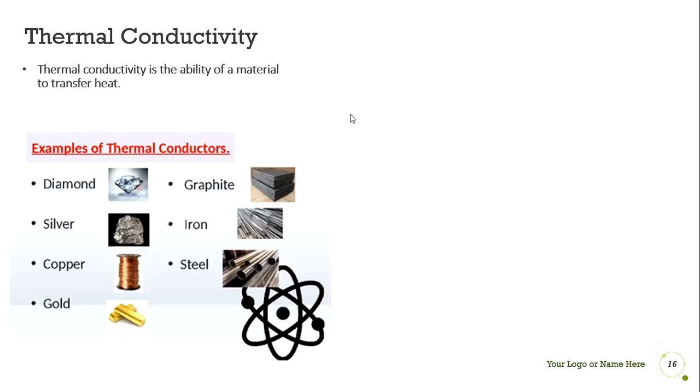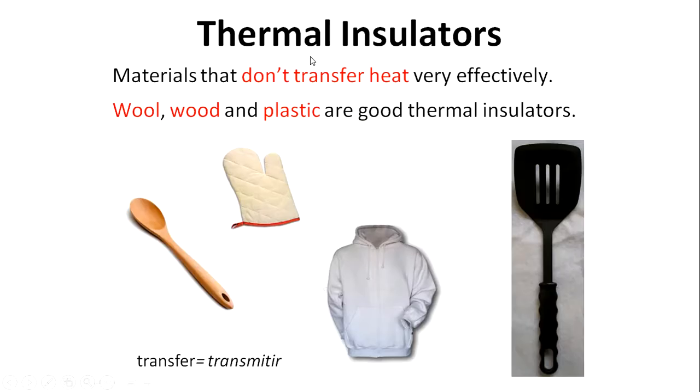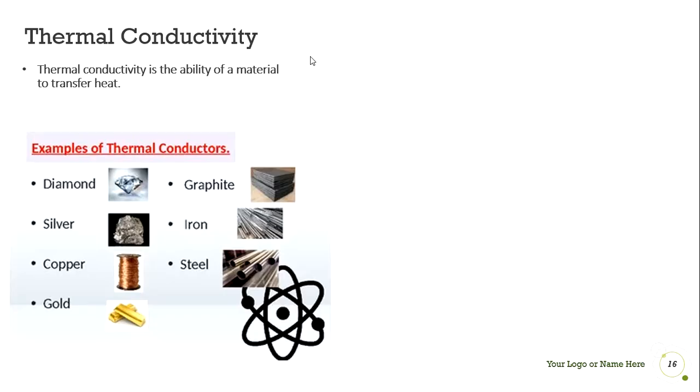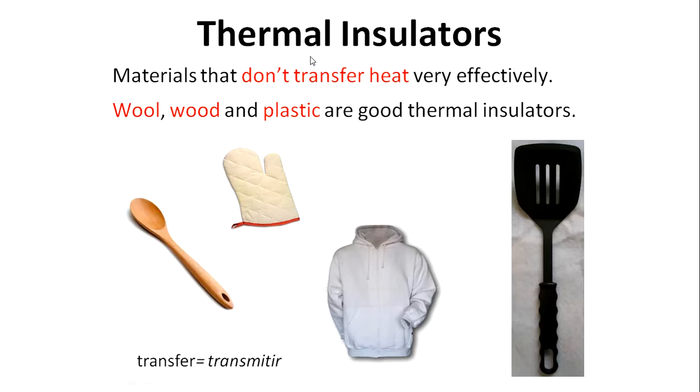If a material conducts heat easily, it is called a good thermal conductor. But if a material does not conduct heat easily, or conducts heat poorly, it is a good thermal insulator. Most metals are thermal conductors and non-metals are thermal insulators. Thermal conductivity usually increases with density.